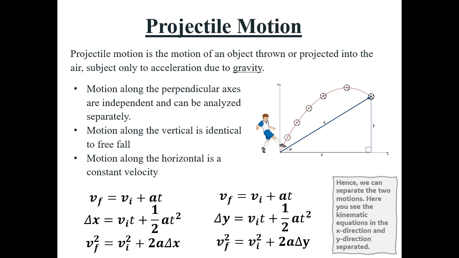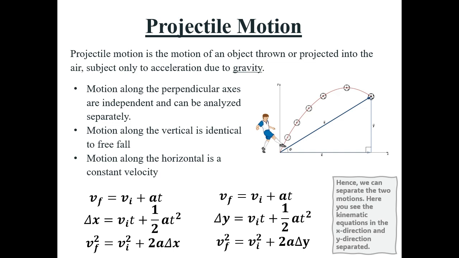So what we do in those cases is first thing to understand is the motion along the horizontal is independent of the motion along the vertical. The motion along the vertical is identical to free fall, and the motion along the horizontal is going to be the one with the constant velocity, because if you're just looking at the influence of gravity, then gravity only acts in the vertical direction, not in the horizontal direction. So in the horizontal direction, there's no acceleration.